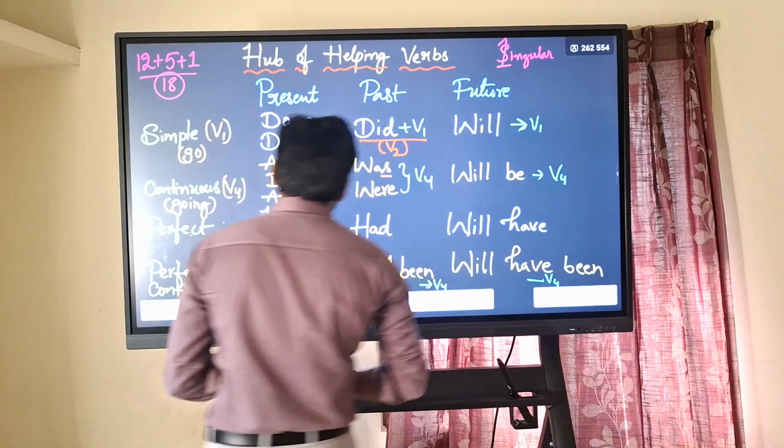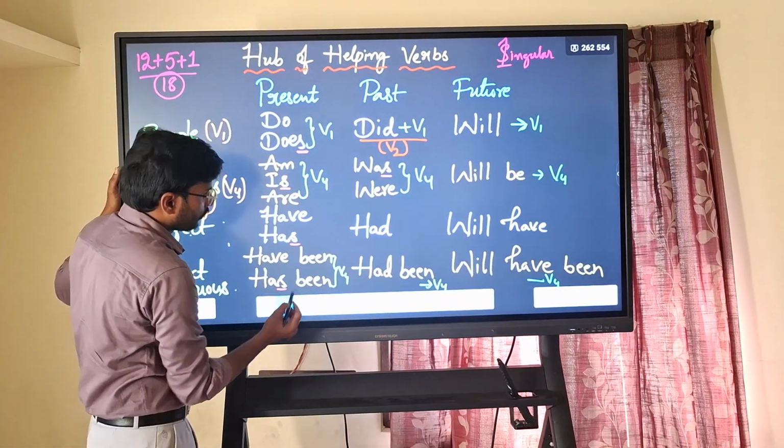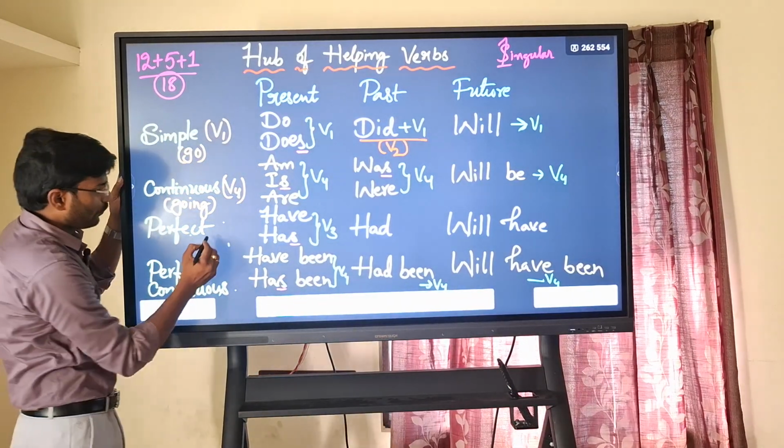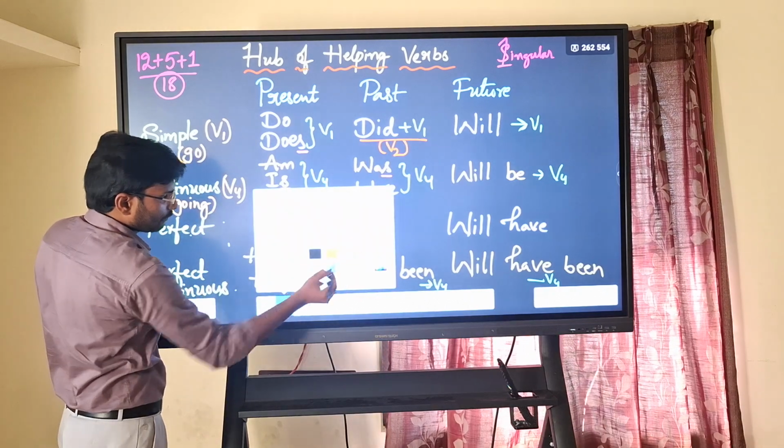Okay, no issues. So what is remaining? V1, V2, V3, V4. So V3 is remaining, right? For perfect tenses, we use V3 actually. What do we use?